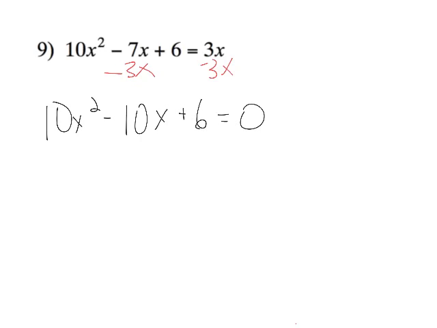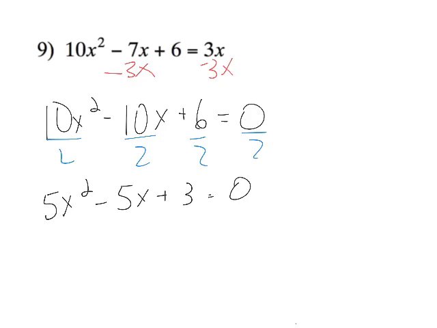Now, remember, if you want to, these are all multiples of 2. We could, at this point, divide everything by 2 to make our numbers smaller to deal with. So let's try that out and see what we get. 5x squared minus 5x plus 3 equals 0. Right? And so we are going to do the quadratic formula.